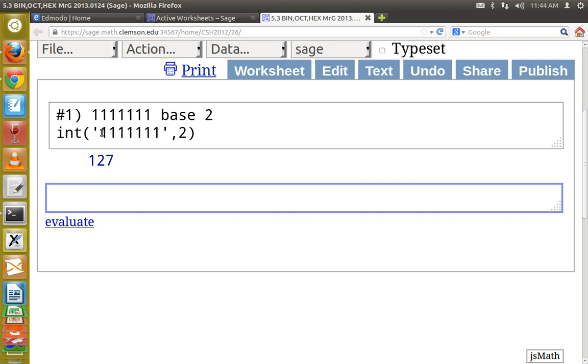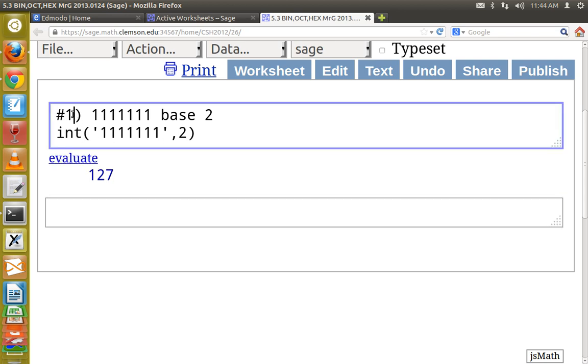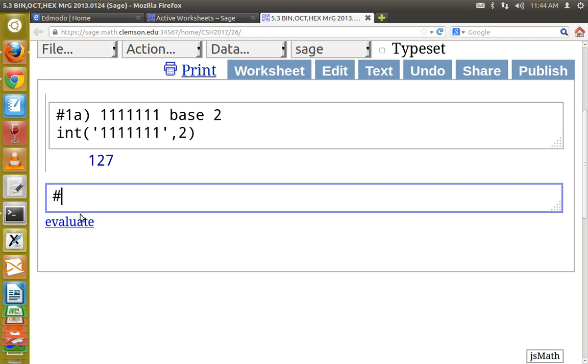Okay, what else did they want? How about 15 digits? All right, 1A and number 1B. 15 digits: 1, 2, 3, 4, 5, 6, 7, 8, 9, 10, 11, 12, 13, 14, 15. In base 10, 2.